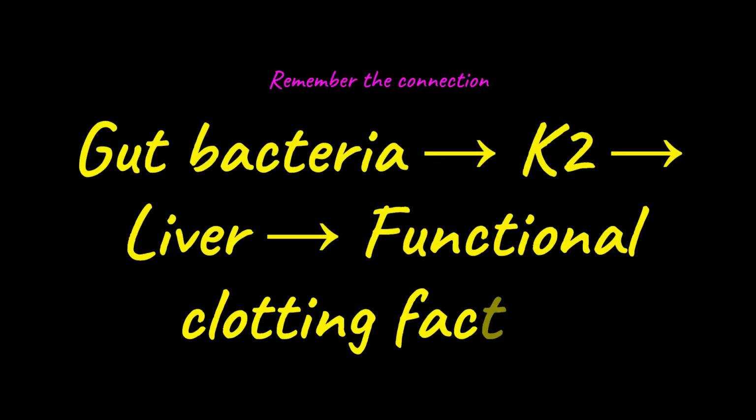The key chain to remember is that gut bacteria in the large intestine synthesize vitamin K2. The liver uses it to carboxylate clotting factors, and anything disrupting this chain, antibiotics, liver disease, or warfarin, can produce a bleeding tendency measurable as a prolonged prothrombin time.